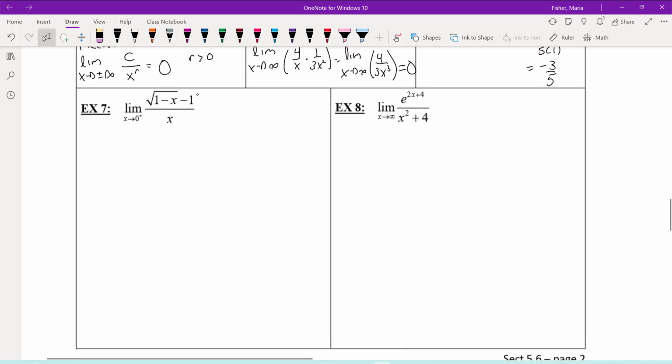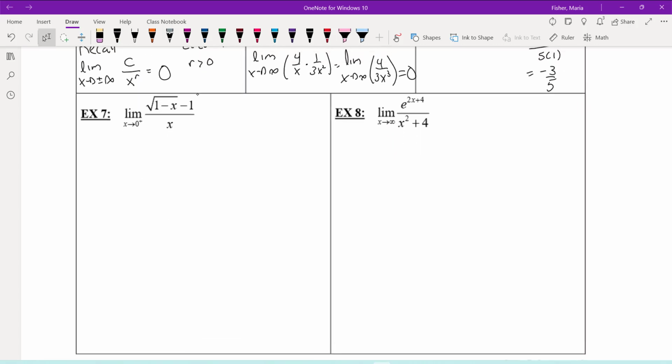Number 7. The limit as x approaches 0 from the right of the square root of 1 minus x, minus 1, all over x. Start with direct substitution. This is the square root of 1 minus 0, minus 1, all over 0, which is going to be the square root of 1 minus 1 over 0, or 0 over 0. Again, that's indeterminate form. We need to take the derivative of the numerator and the derivative of the denominator.